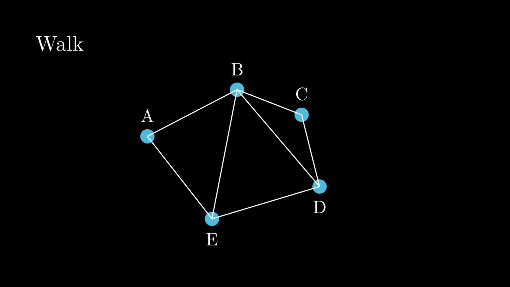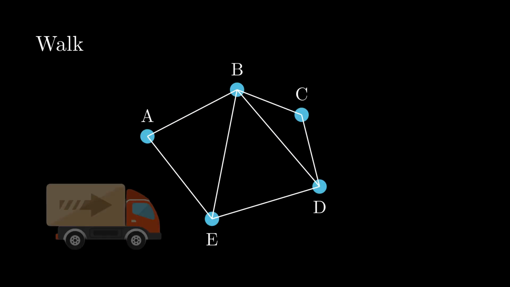Imagine a delivery company transporting packages between cities. The delivery driver's goal is to complete the delivery using as little fuel as possible. So, they need to find the fastest and shortest route. In fact, they need to optimize their walk in the graph.